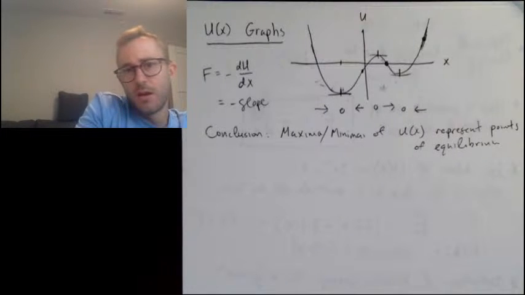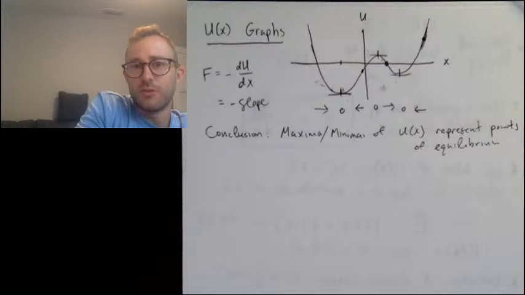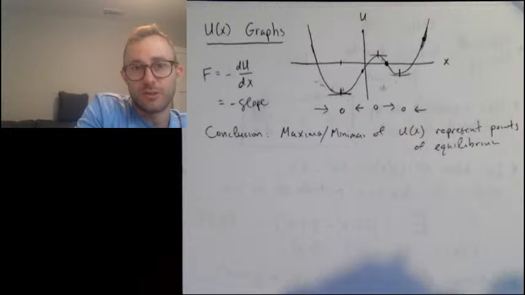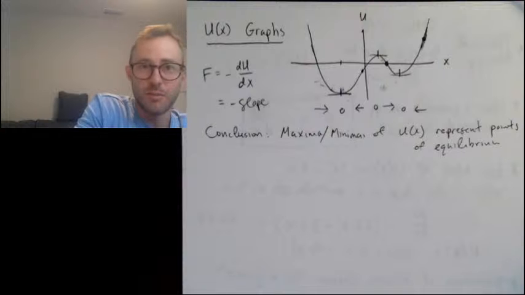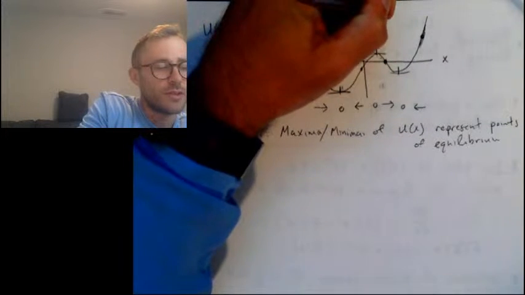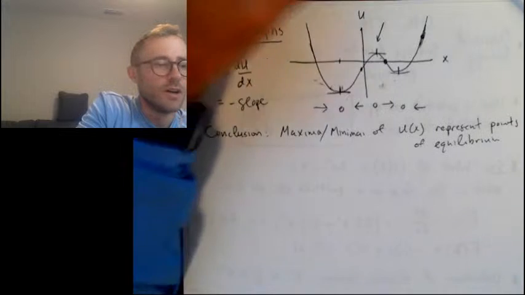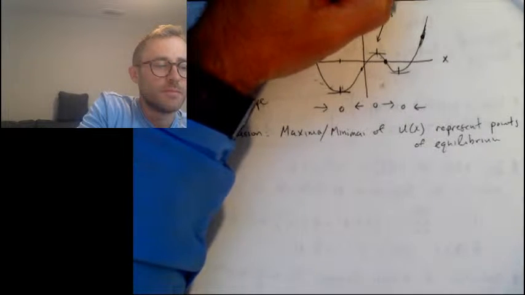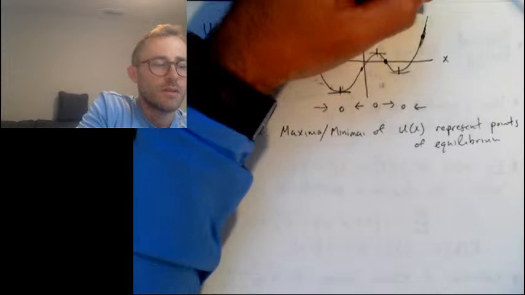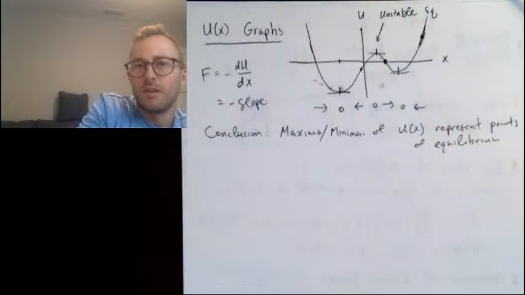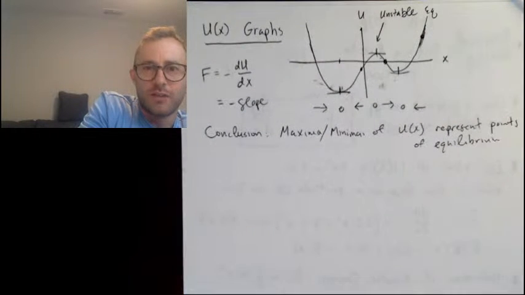Okay? But really there are two types of equilibria. There are what are called stable equilibria, and there are unstable equilibria. Okay? And this is an example of an unstable equilibrium. Now, why is that?